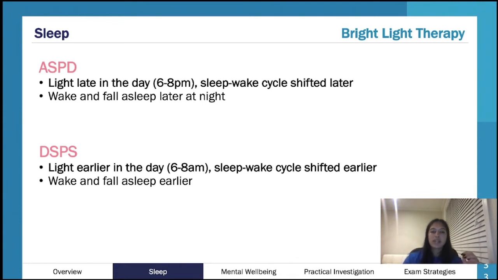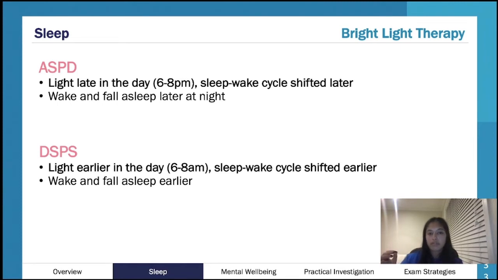So with ASPD, we're falling asleep too early. Our melatonin is being secreted earlier. We want to secrete our melatonin later. We're going to shine the light later in the day. So let's say that I want to go to sleep at 6 p.m. and I want to wake up at 1 a.m., or 2 a.m. or something like that. So obviously quite advanced.